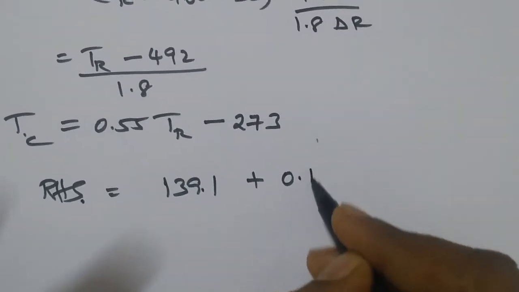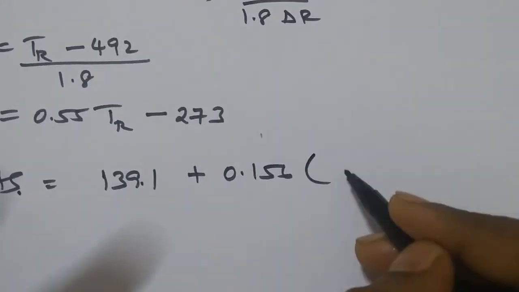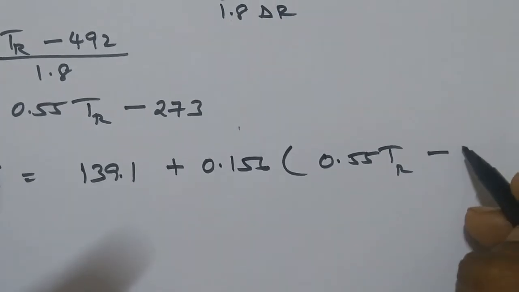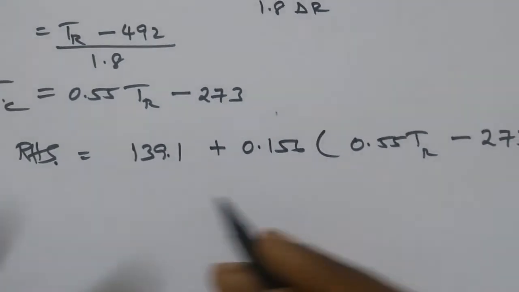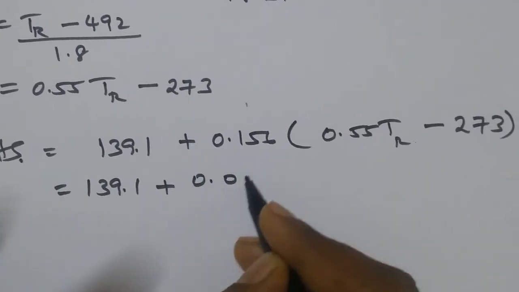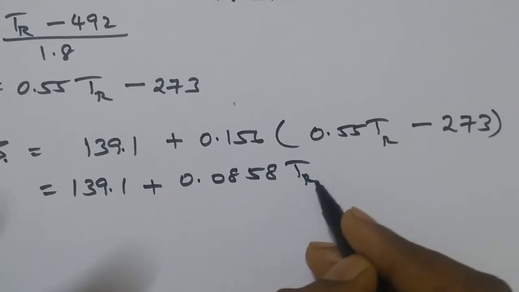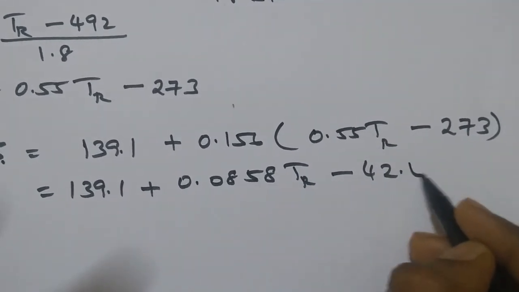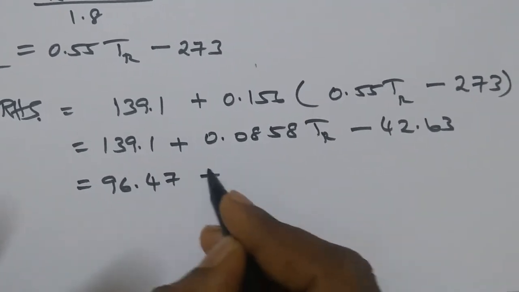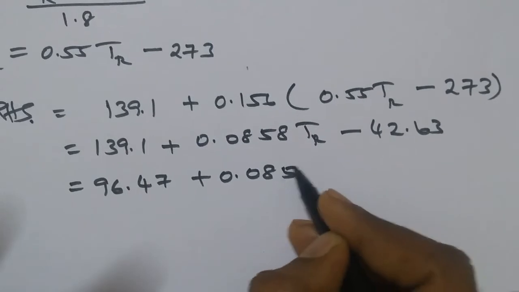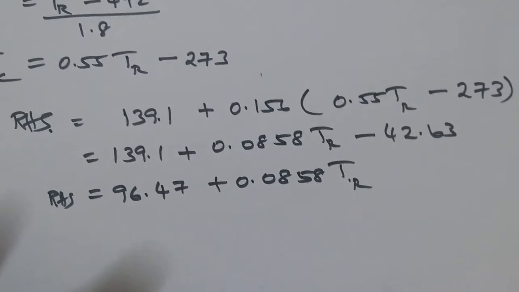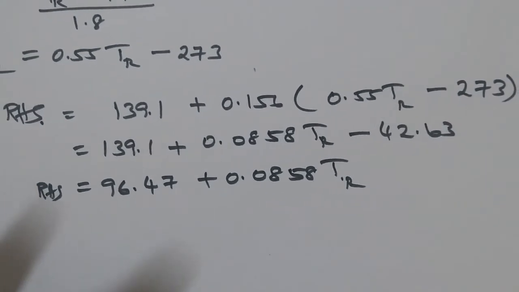139.1 plus 0.156 within bracket 0.55 temperature in Rankine minus 273. So when you simplify, 139.1 plus 0.0858 temperature Rankine minus 42.63. So upon simplification, what we get is 96.47 plus 0.0858 temperature in Rankine. So this is the right hand side we get.